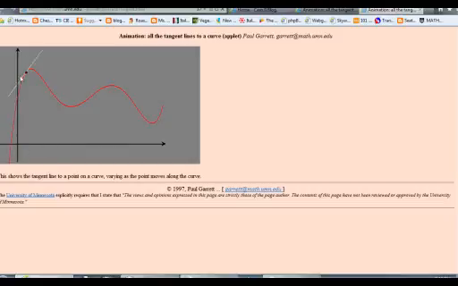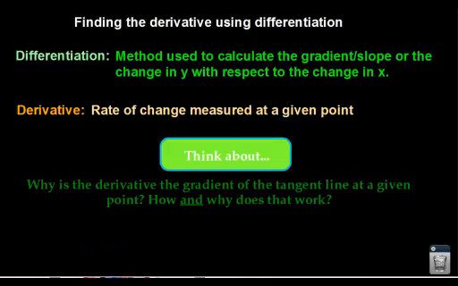So you can see that all along this curve, the slope is continually changing, and the only way we could accurately look at the slope is to look at it at a given point. That's why we keep saying that we are looking at slope, or the derivative, at a given point. So let's talk about what these words mean, the derivative and the method used to find it, differentiation.